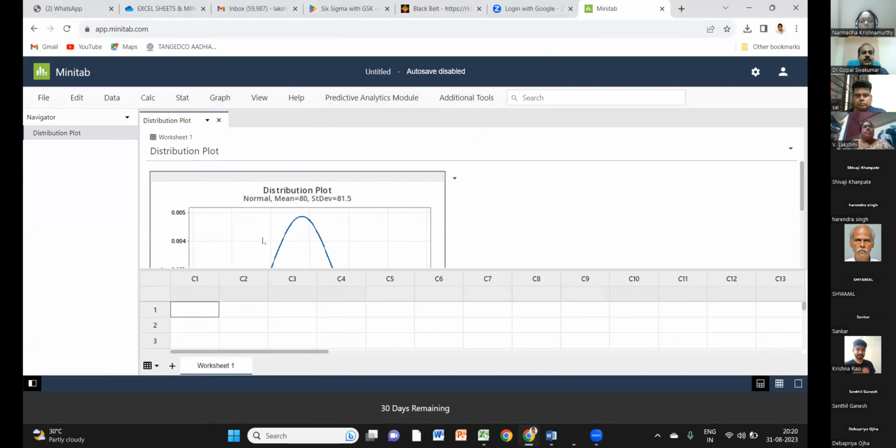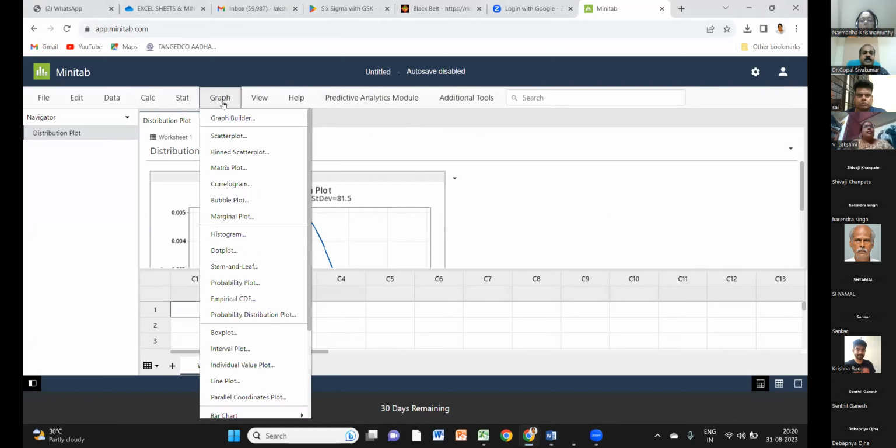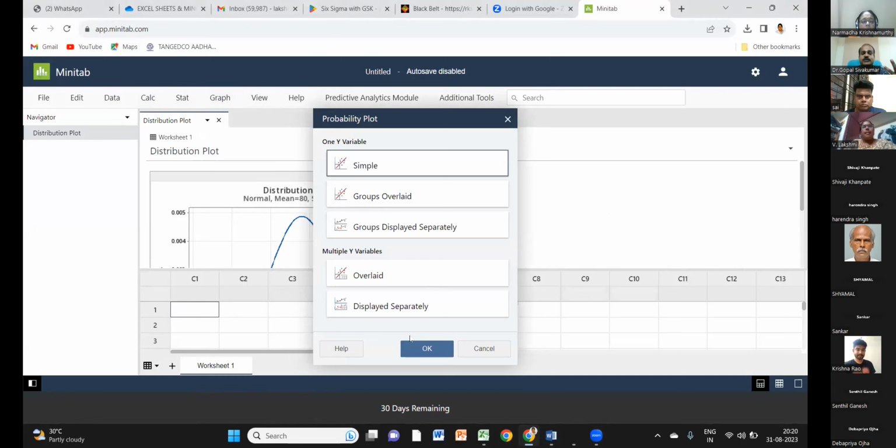Yeah, go again, go to graph. Go to probability distribution plot. Yeah. Come down, come down. You have chosen something different. Cancel.